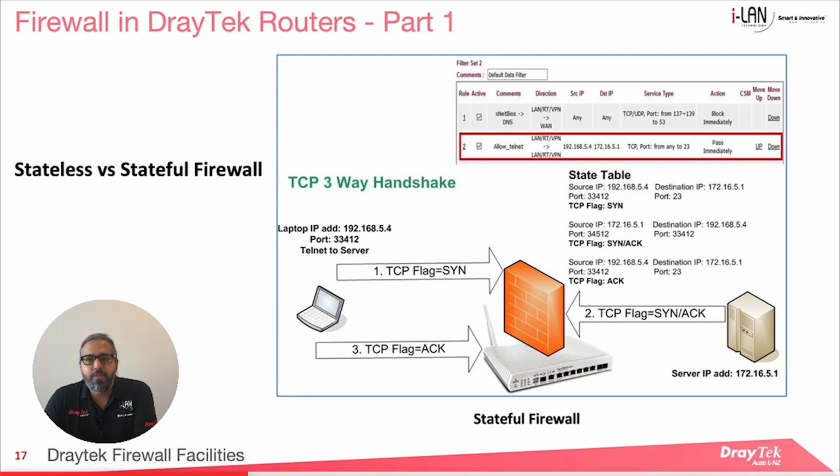When the request reaches the server, it will reply with the TCP flag SYN and ACK. The DRATEC router again records the TCP flag to its state table. And finally, the laptop replies with a TCP flag, that's ACK. After the TCP three-way process is completed, the telnet session is established between the laptop and the server.